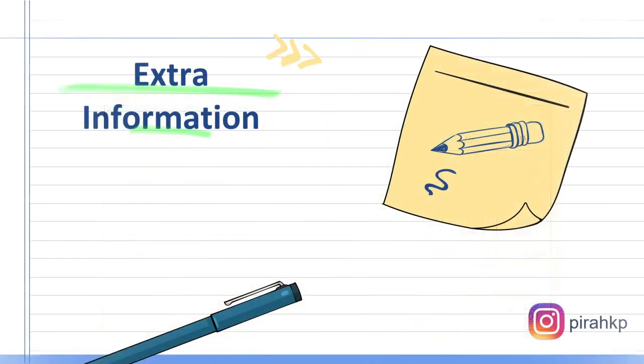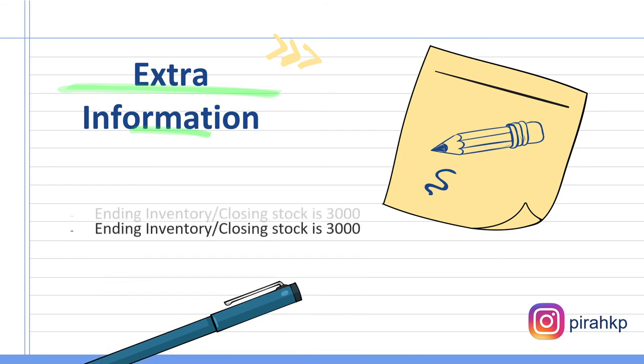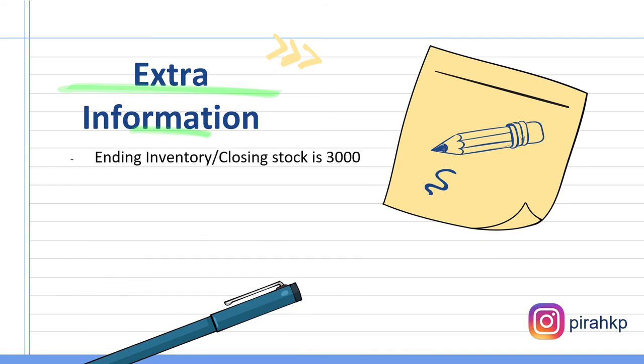Then there is some extra information, and that is of ending inventory, your closing stock, which is 3,000. We have to make an income statement, obviously. Why do we need ending inventory? We need it to determine the cost of goods sold. If you are confused about it, a video is given in the description box.